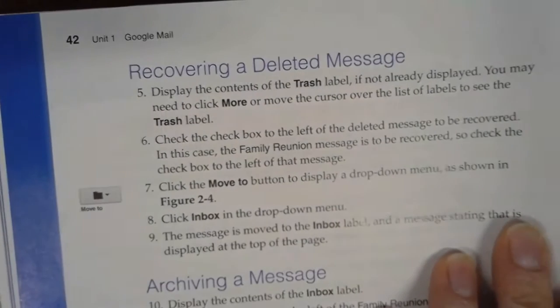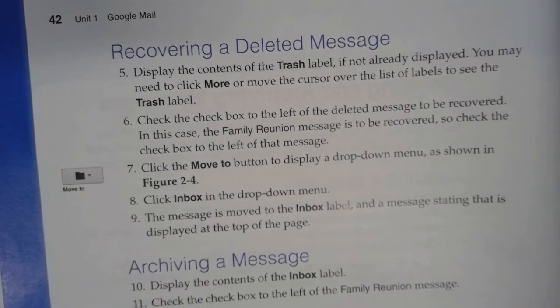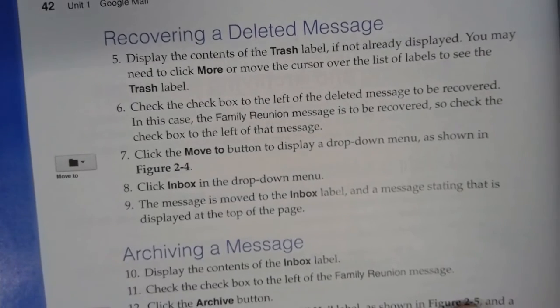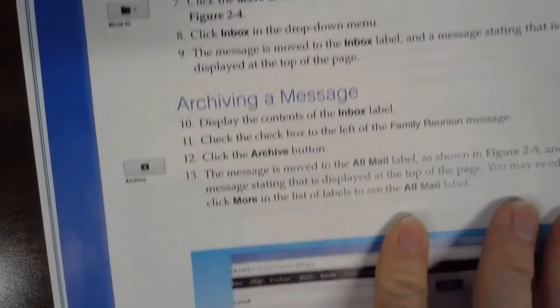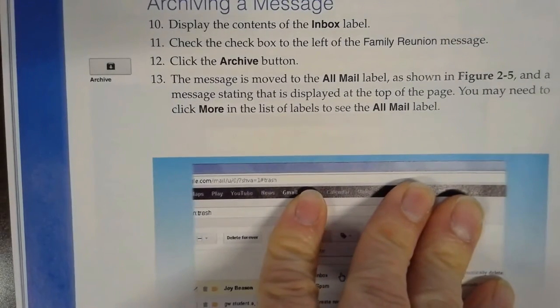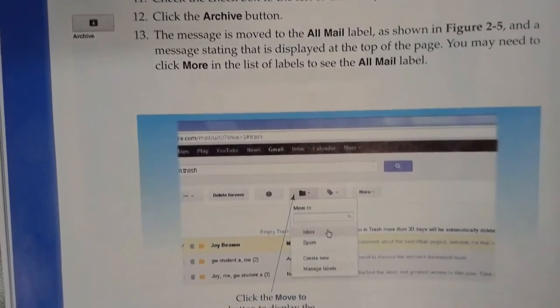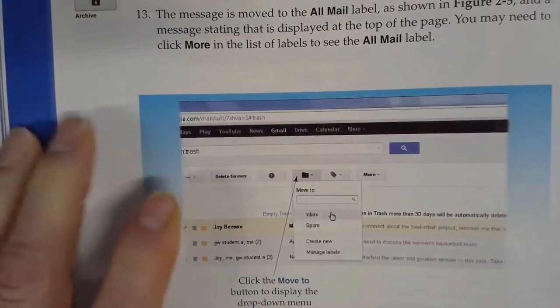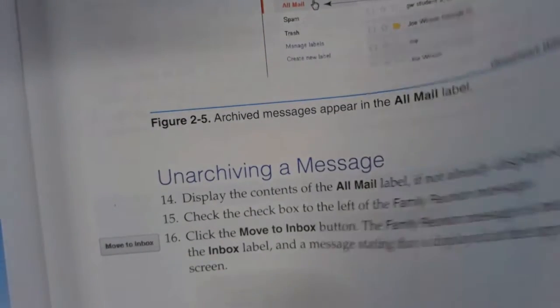Now, they talk in here about how to recover a deleted message by going through the trash and then clicking on the More button to move it back into the list of labels other than trash. Archiving a message, I've talked about how that kind of puts it in a corner that you don't really see, but it still uses up space. Here's some more buttons and information on that. And then they've got the directions on how to unarchive the message.